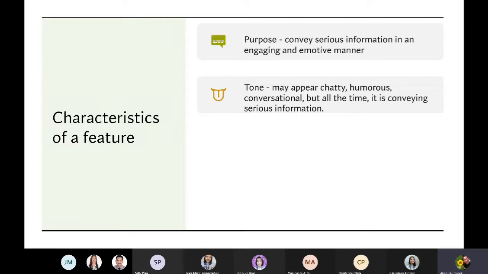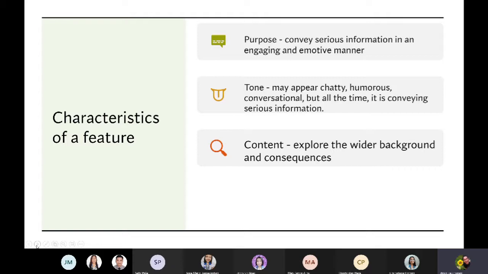And then for the third, how about Mr. Giron, Freyland? Hello, ma'am. Good morning po. Ayan. Okay. Can you please read and explain? Content. Explore the wider background and competences. So, for the content, it deals with the main story. And also, you must have enough resources in order to further elaborate the topic for the readers. Mm-hmm. Okay. Thank you, Sir Giron.